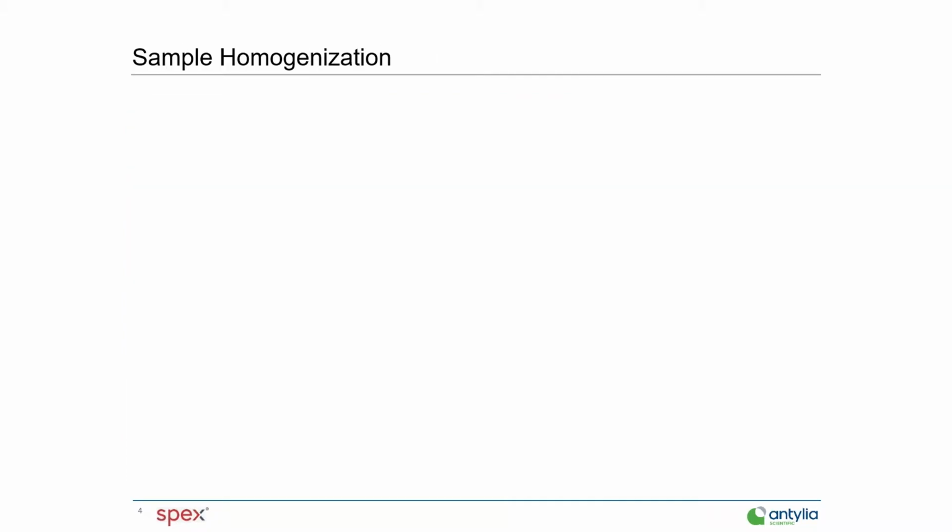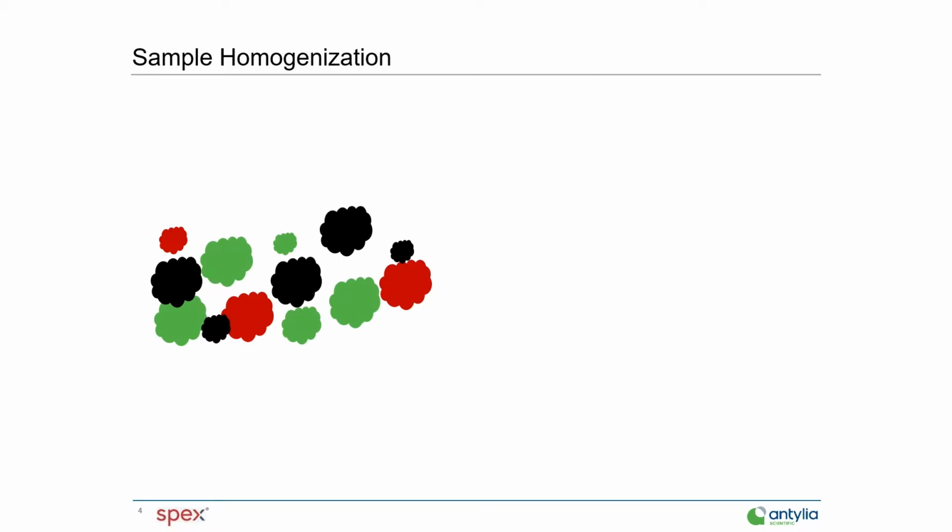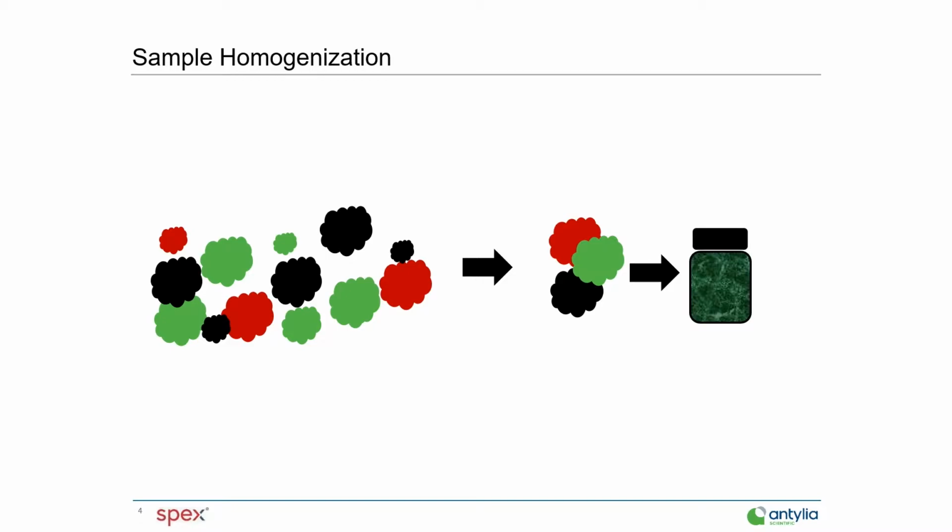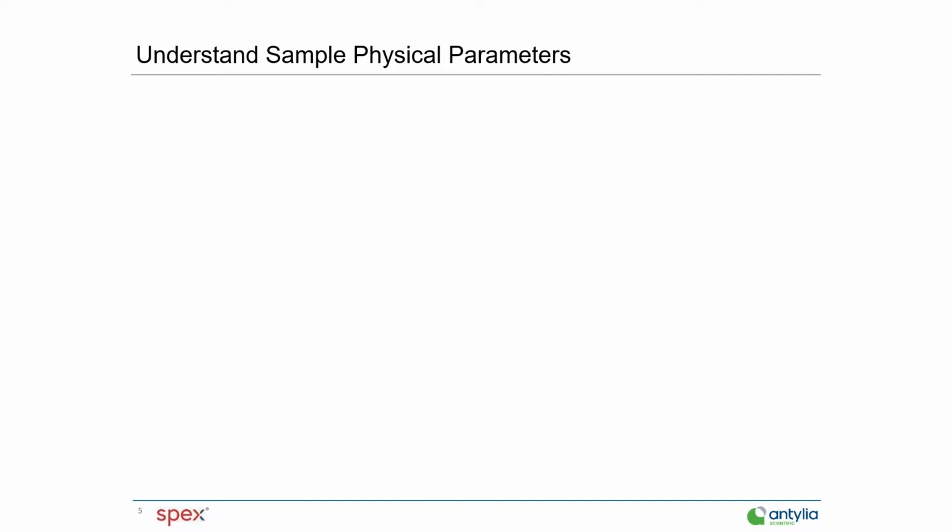The first step in the process is always sample homogenization. So if you have a heterogeneous sample, maybe you have different types of tissue, maybe tissue from different parts of an animal or different parts of the body or different parts of the plant, and you want to be able to test fully that organism, then you're going to take representative samples and homogenize them into one sample. An important first step in homogenizing your samples is really understanding the physical parameters of your sample.